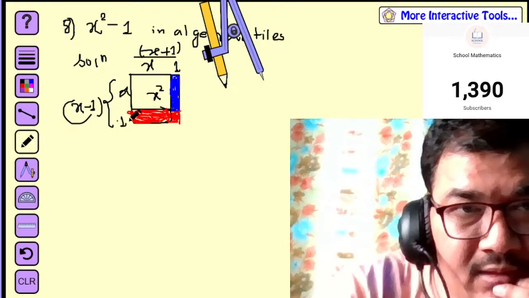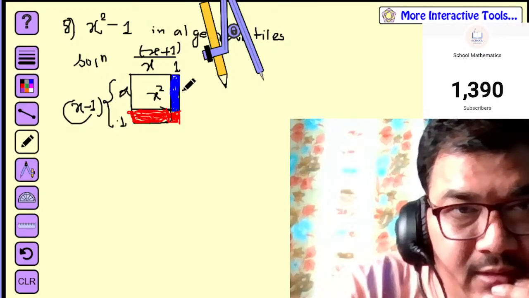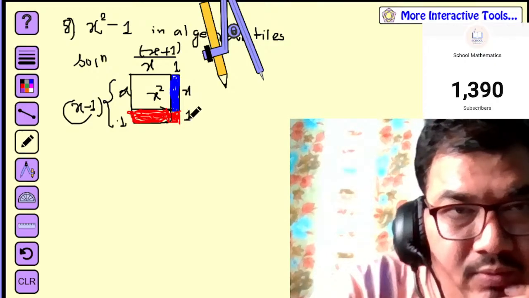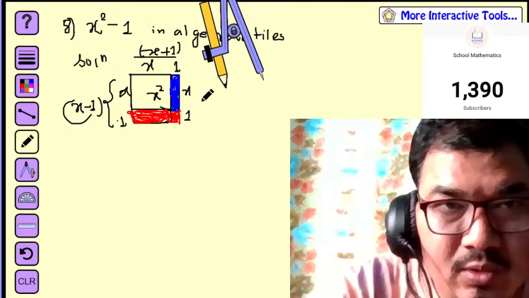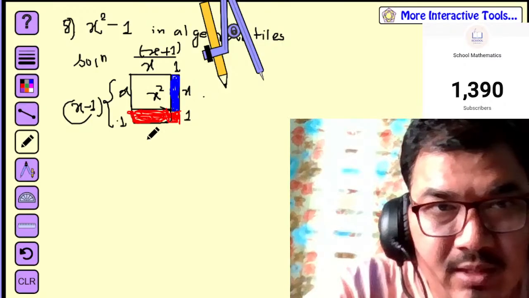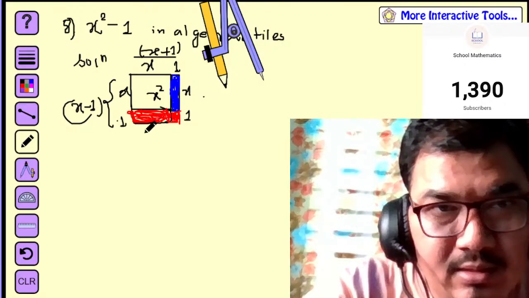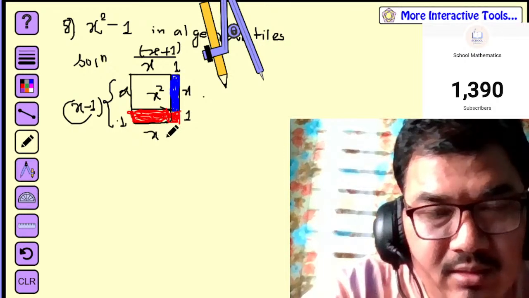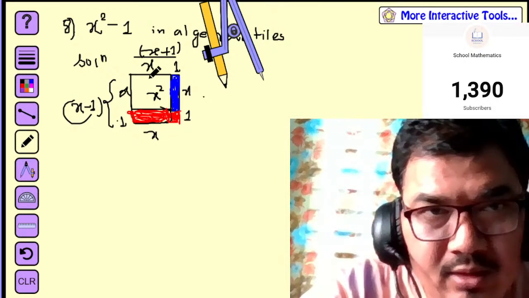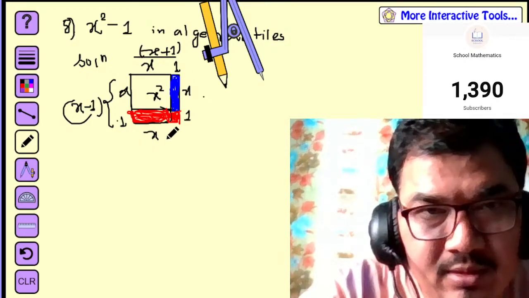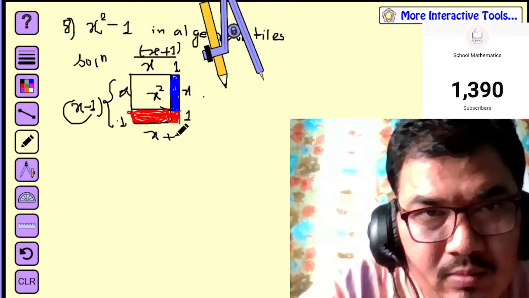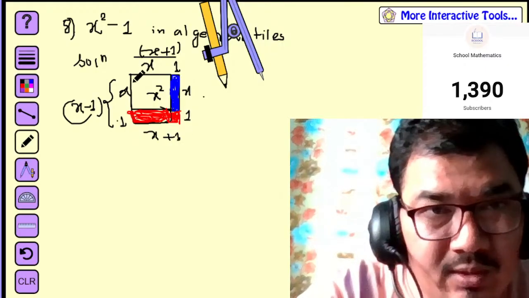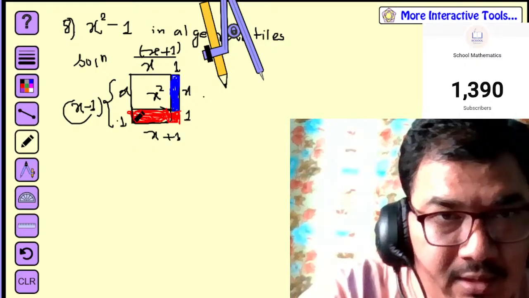This part is x plus 1, this part is x minus 1. It is also here x, and here is minus 1, okay? Now, this total 1 is here. This part is x, and this part has become here. Opposite sides are equal. That's why this is x plus 1, okay? This part is x plus 1, and this part is x minus 1.